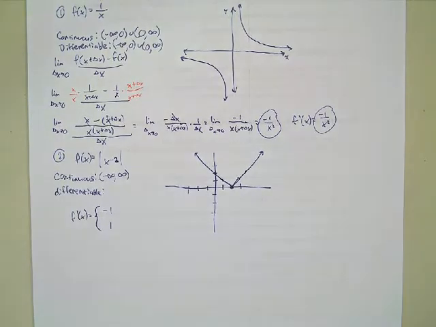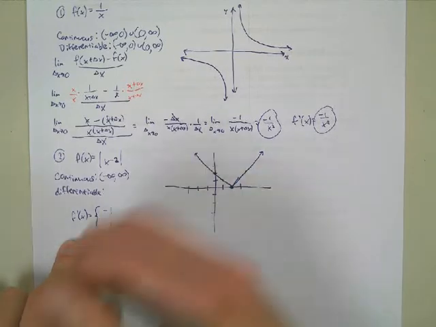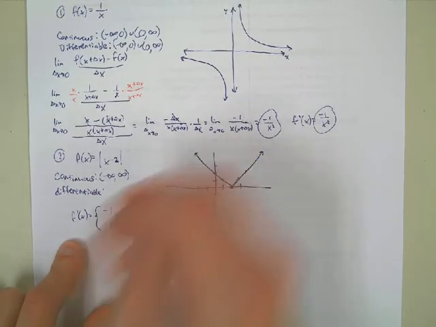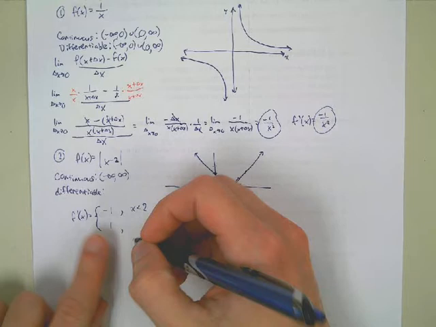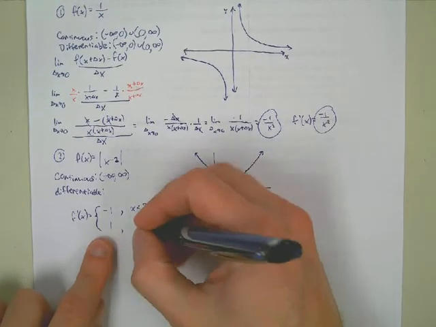For what x values is our derivative going to equal -1? When x is less than 2. For x values less than 2. And then when will our derivative be equal to +1? For what x values? For x greater than 2.